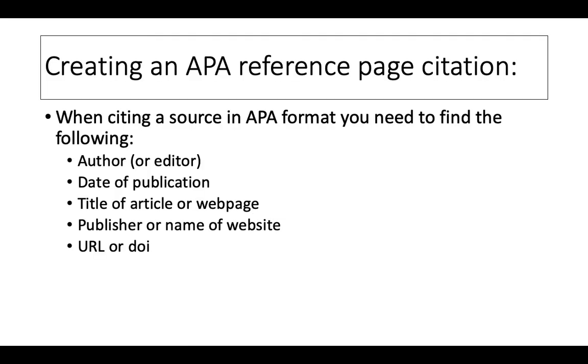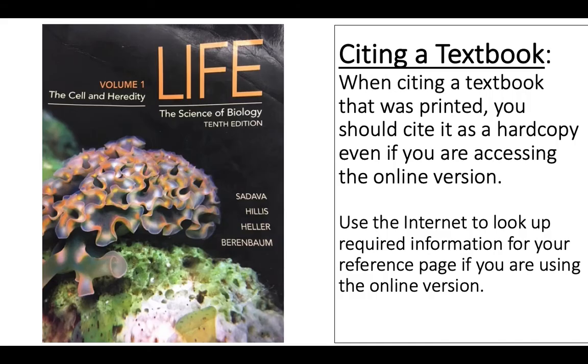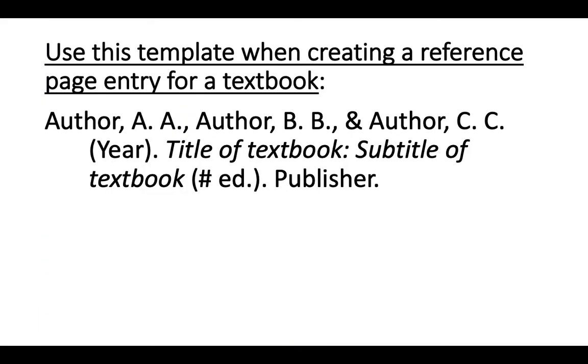So I'm going to go to this portion of the PowerPoint which describes how to create a reference page citation for a textbook. One really important thing to know when you're citing a book is if that book was ever printed. If the book was printed, then you need to cite the book like a printed book, even if you are accessing the digital version. This most likely applies to the people in this class who are viewing an electronic version of our textbook. Our textbook has been printed, therefore you need to cite it as a printed book.